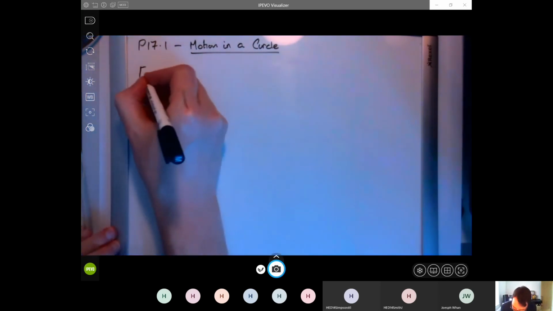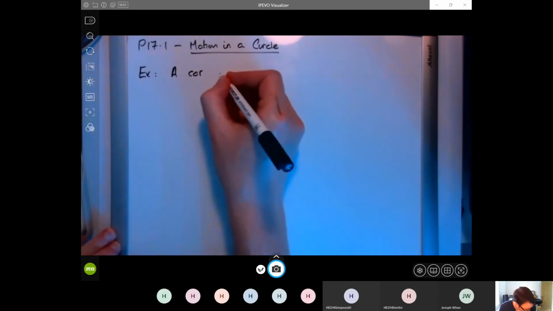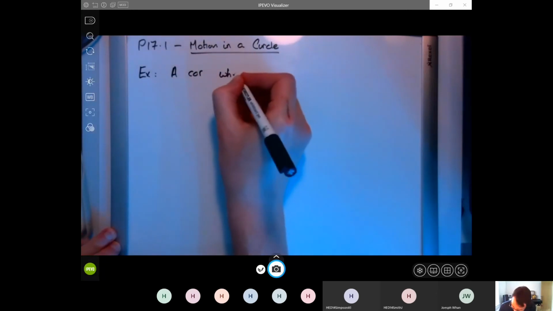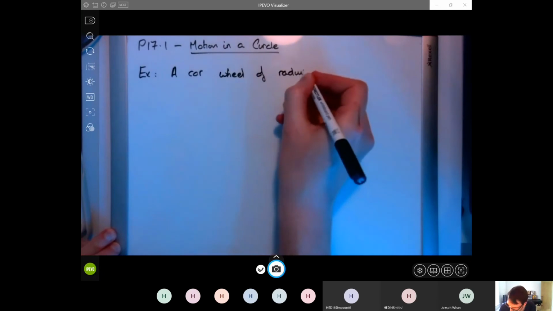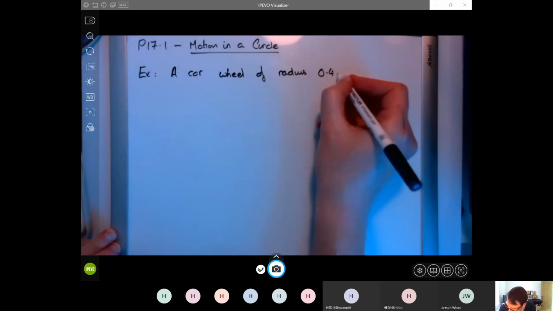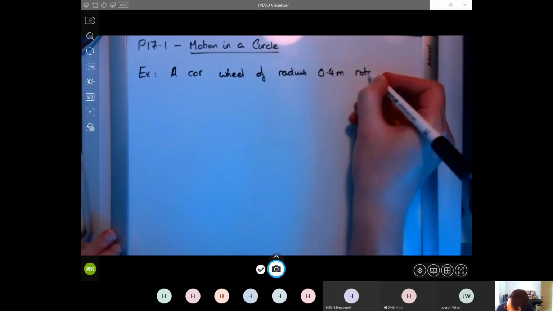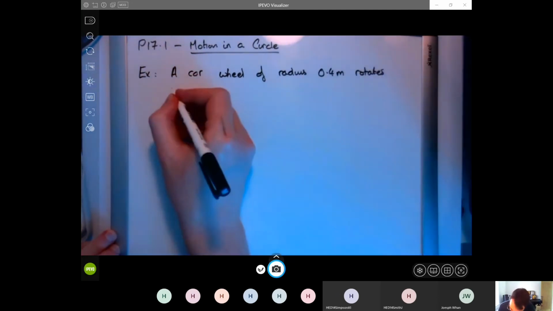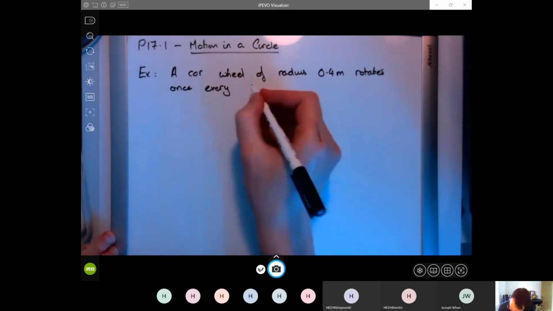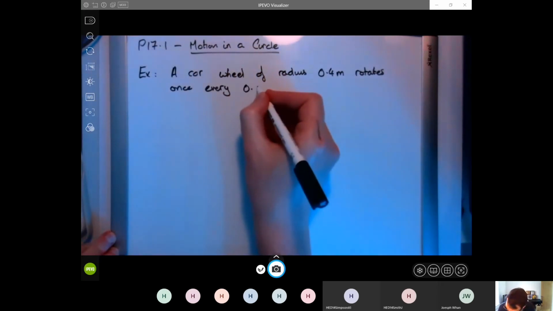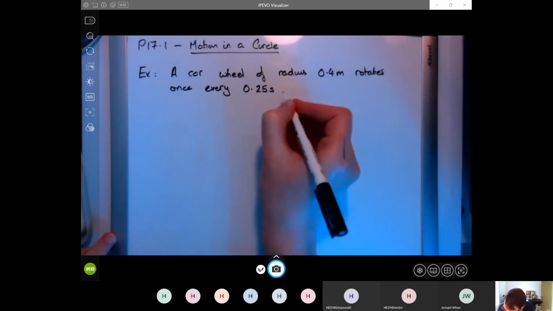So here's our example: a car wheel of radius, it's a big wheel here, 0.4 meters, rotates once every, going to change what I've written, 0.25 seconds.